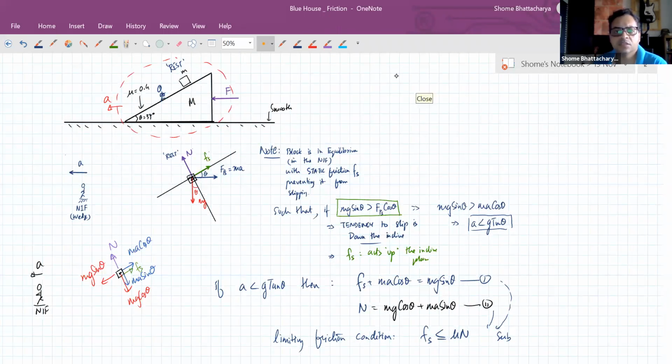The limiting friction condition is the maximum value of friction, which is mu n. So in general, the friction is less than or equal to mu n.